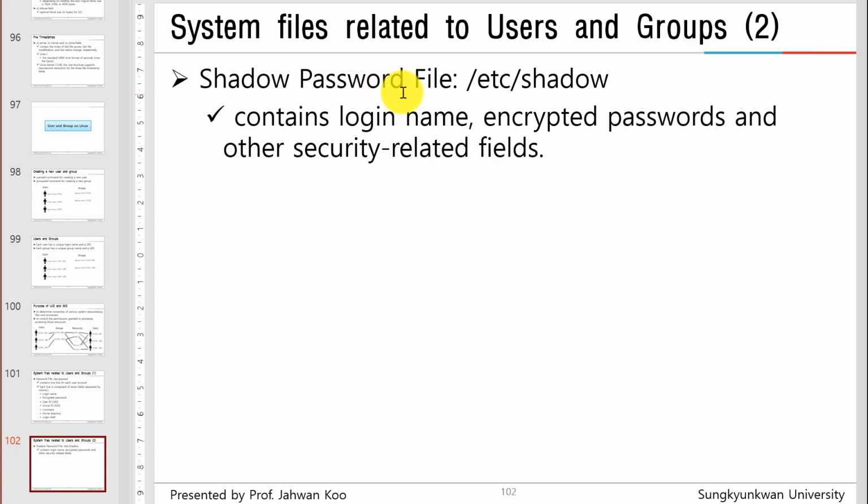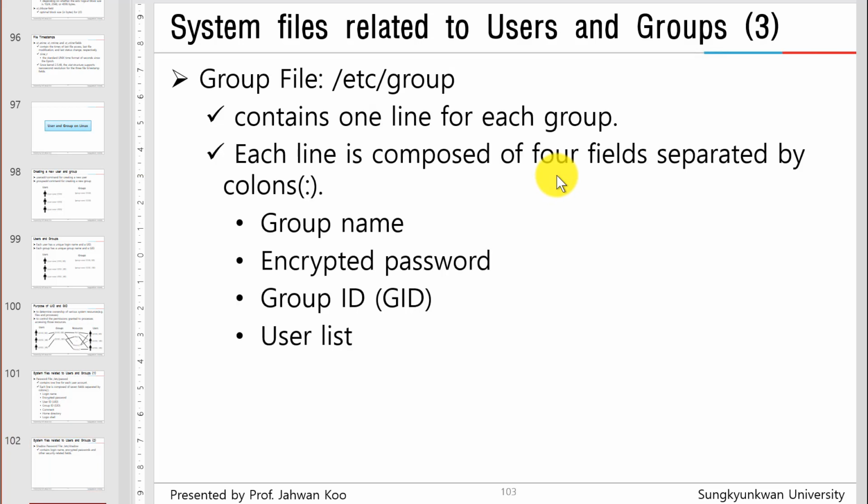Next one is shadow password file in /etc/shadow. It contains login name, encrypted password, and other security-related fields. Next one is group file in /etc/group. It contains one line for each group. Each group is composed of 4 fields separated by colon: group name, encrypted password, group ID, and user list.